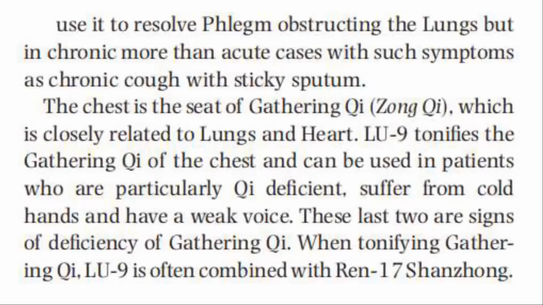The chest is the seat of gathering qi, the zong qi, which is closely related to the lungs and heart. Lung 9 tonifies the gathering qi of the chest and can be used in patients who are particularly qi deficient, suffer from cold hands, and have a weak voice. These last two are signs of deficiency of gathering qi. When tonifying gathering qi, Lung 9 is often combined with Ren 17.